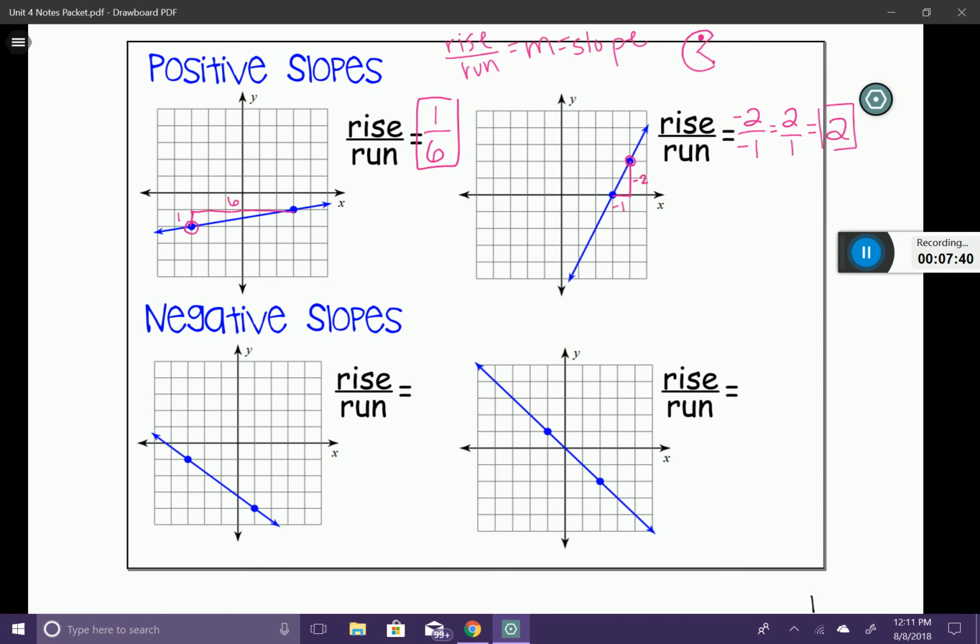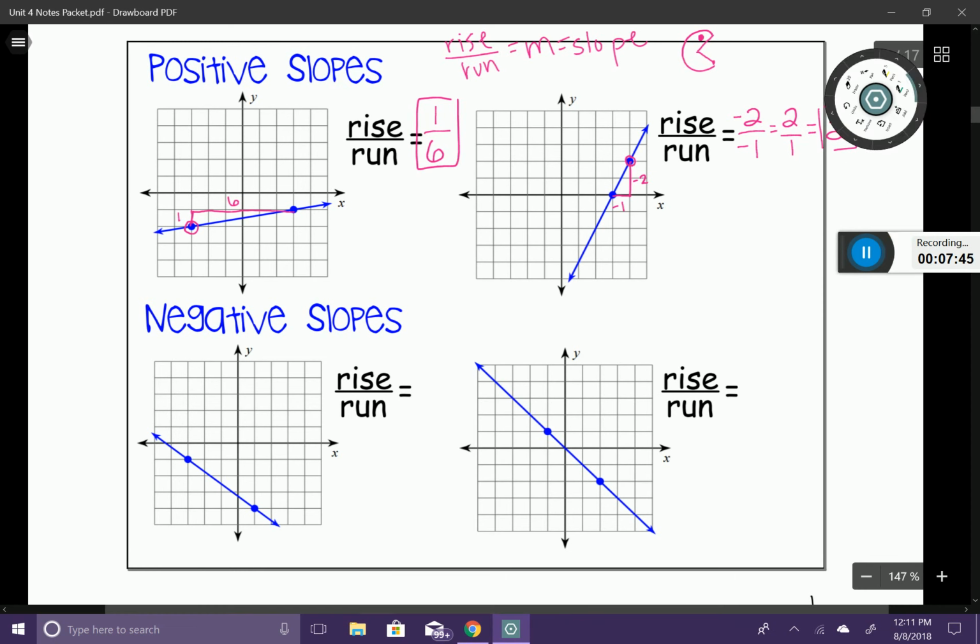Now you might be wondering, well, how does that work if I use either point? Well, let me go ahead and change my pen color real quick, and let me show you the other direction. This time I'm going to start with this coordinate.